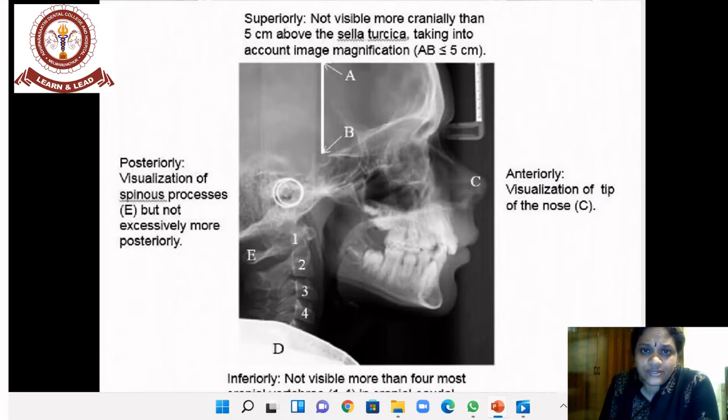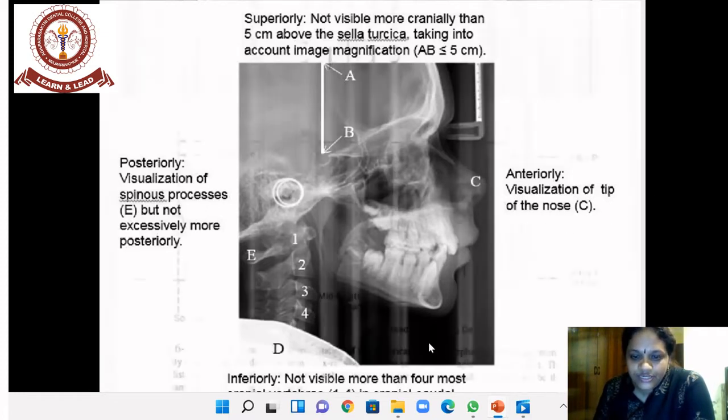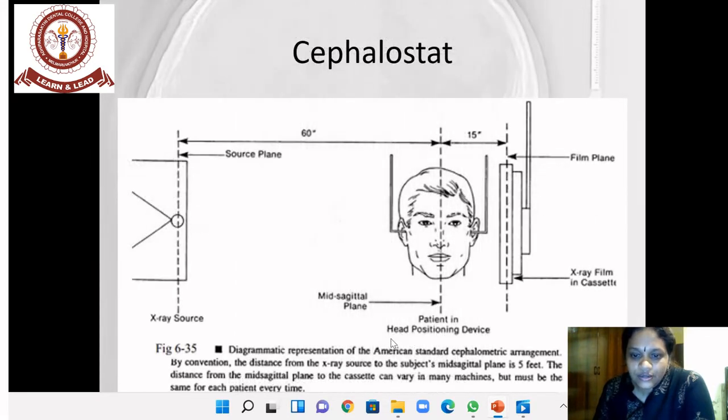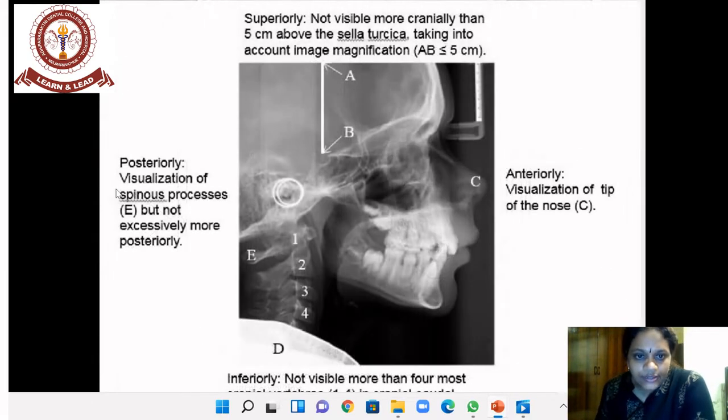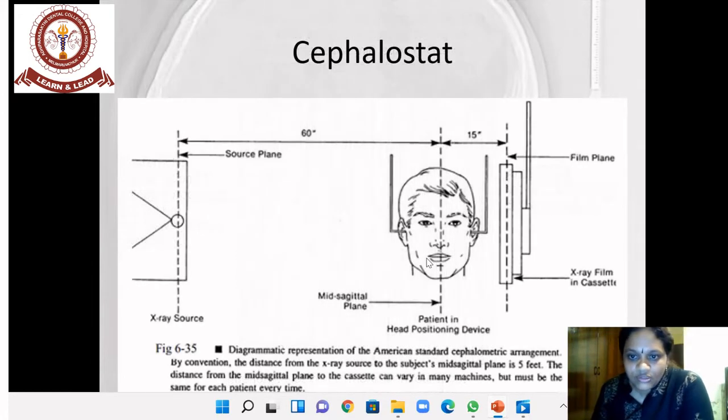So for an ideal cephalometric, it should cover superiorly 5 cm above the sella turcica, and anteriorly we should be able to visualize the tip of the nose, and inferiorly it should be visible as per the implications given, and posteriorly we should be able to see the spines of the first cervical vertebrae. The cephalometric is taken using a cephalostat. Ideally the individual should be 5 feet from the source of the X-ray radiation.